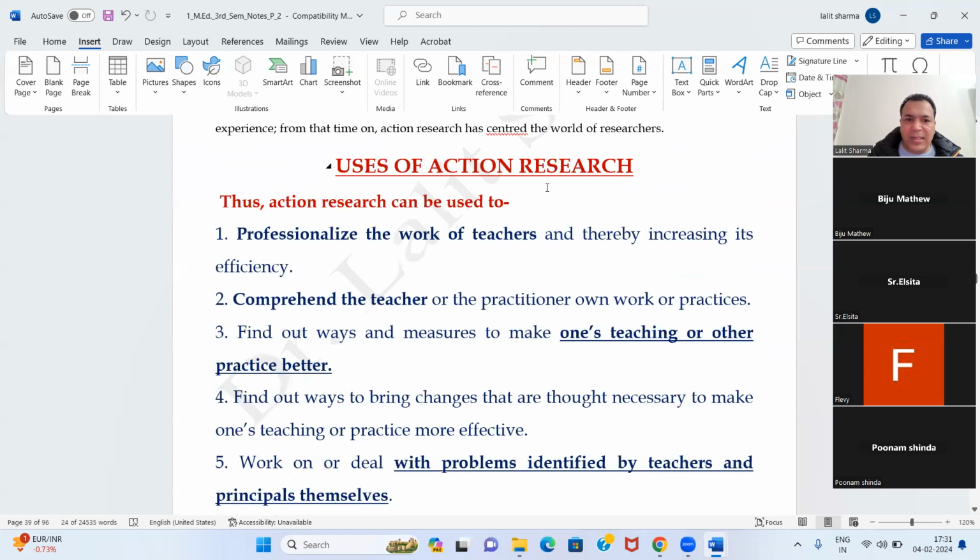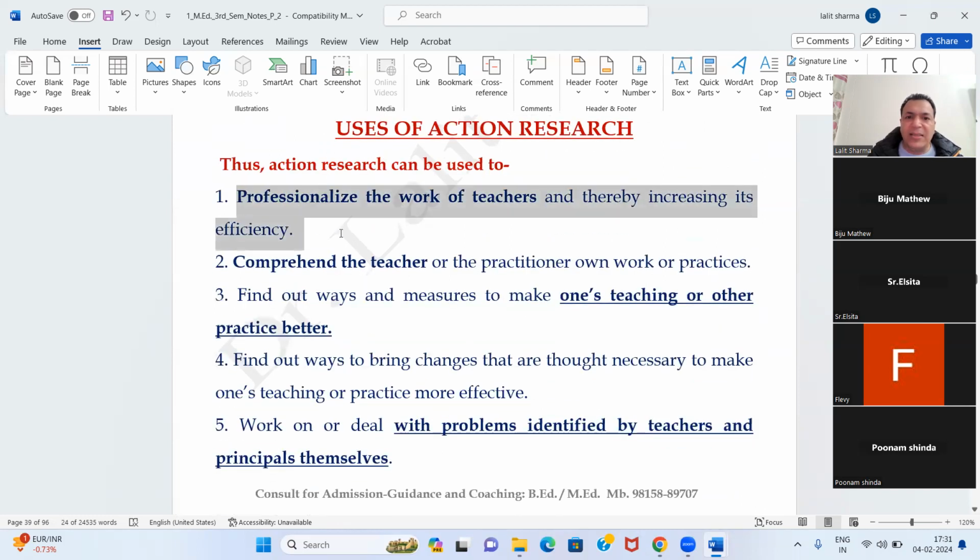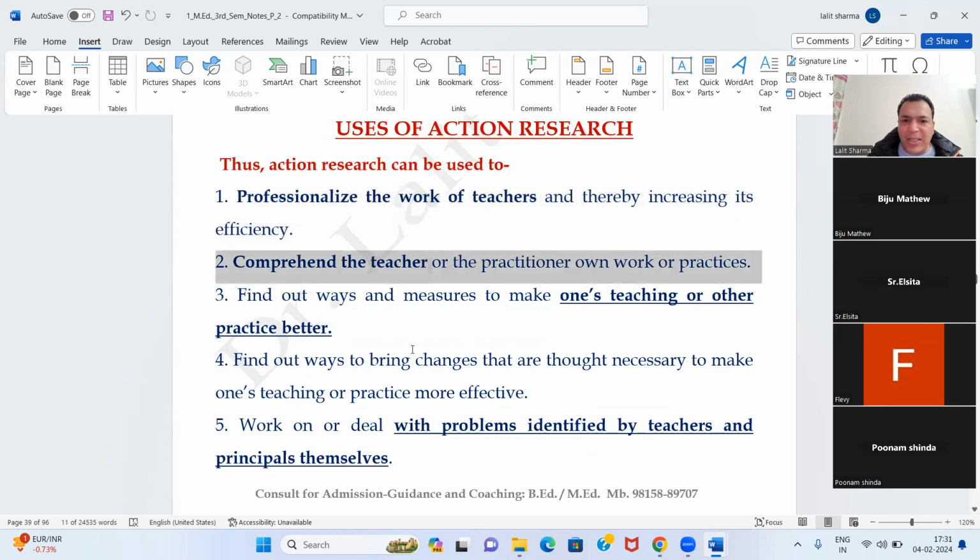Okay, uses of action research. Number one, professionalize the work of teachers and thereby increase their efficiency. Comprehend the teacher's or practitioner's work or practices. Look, this is also important here. It is not related only to the student's problem. It is related to, for example, the student in the second example which I gave you. The student is not taking interest. Okay, it might be, guys, that your teaching method is not liked by the student.